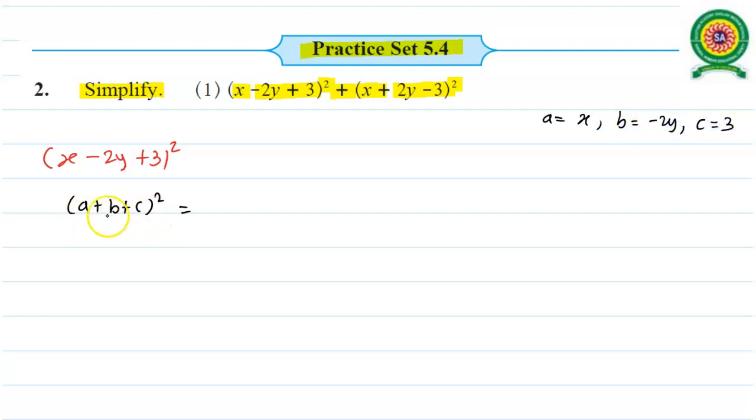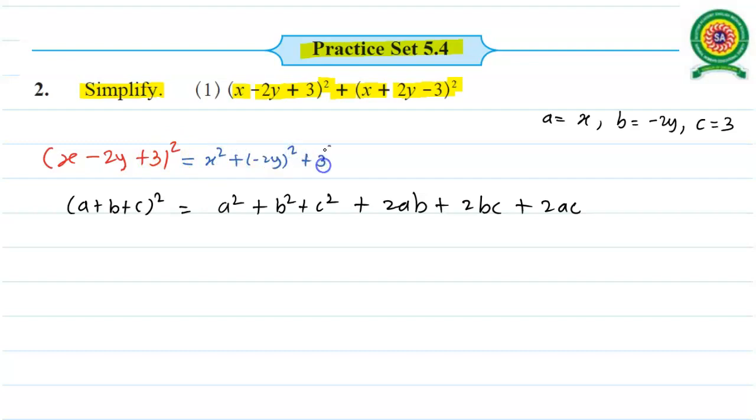So the expansion for a plus b plus c the whole square is of the form a square plus b square plus c square plus 2 times ab plus 2 times bc plus 2 times ac. So I am replacing now a, b, c by their value. So the expansion of x minus 2y plus 3 the whole square is of the form x square plus minus of 2y the whole square plus 3 square plus 2 times a into b, means x into minus of 2y, plus 2 times b into c, means minus of 2y into 3, and plus 2 times a into c, means x into 3.